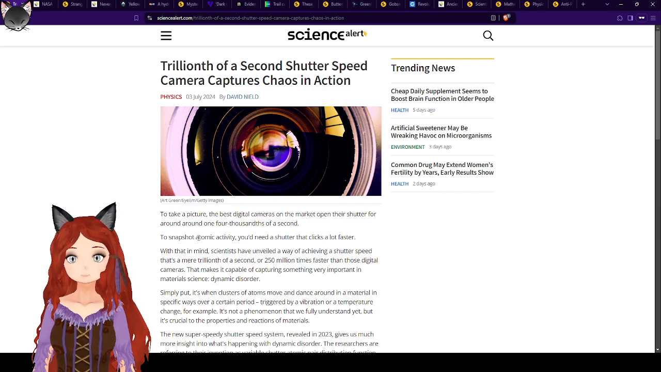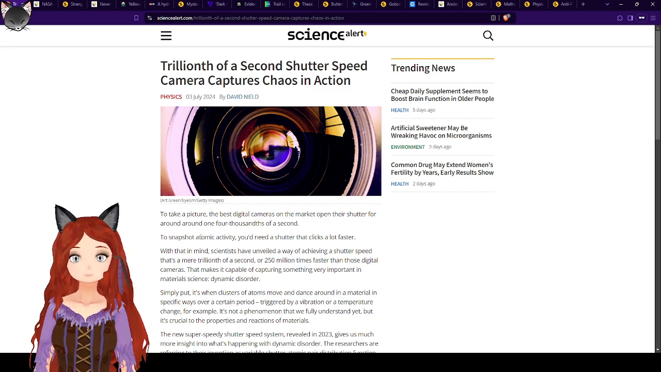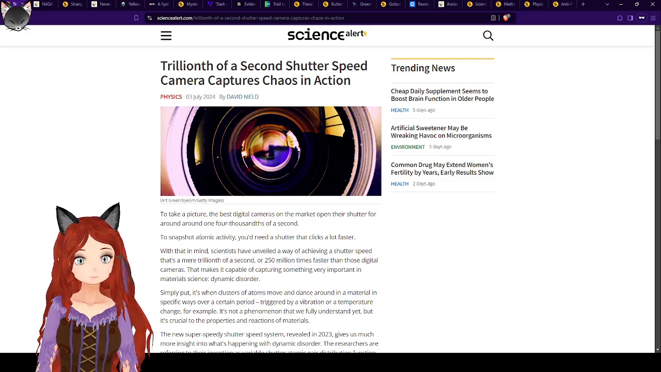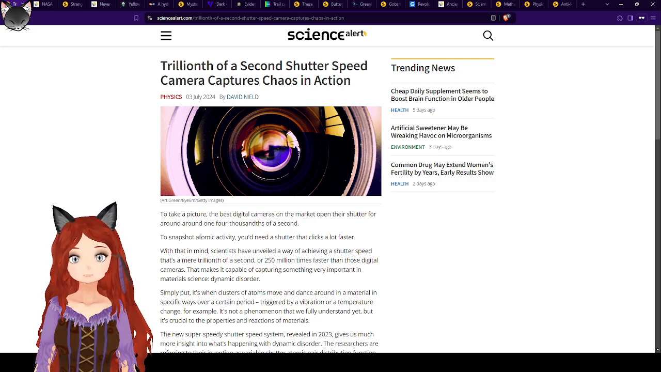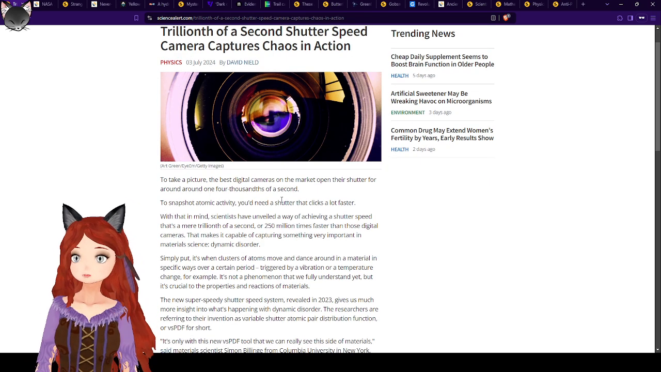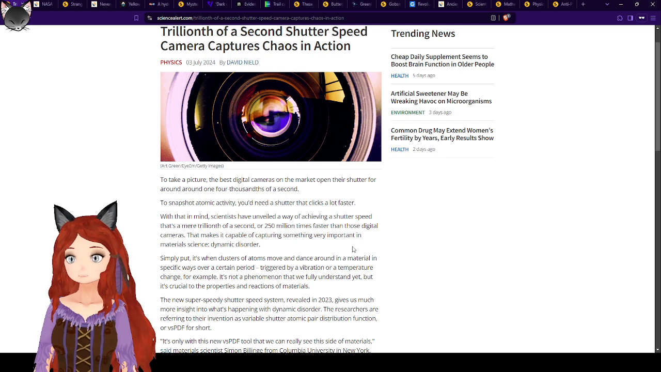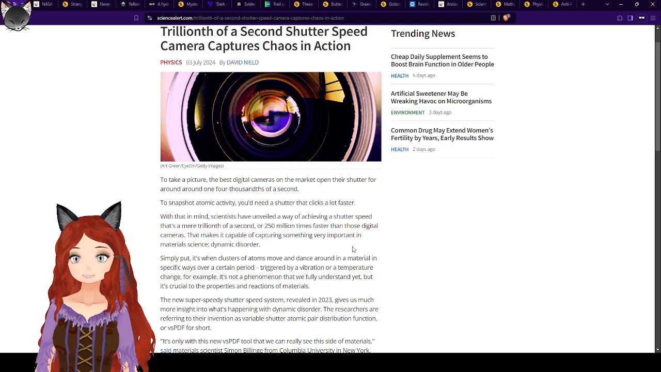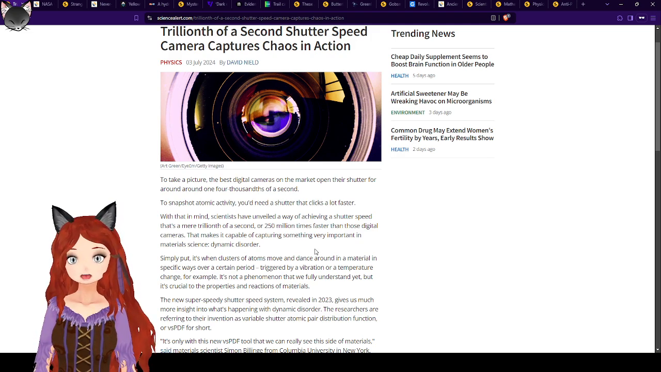Trillionth of a second shutter speed camera captures chaos in action. To take a picture, the best digital cameras on the market open their shutter for around 1/4,000th of a second. To snapshot atomic activity, you need a shutter that clicks a lot faster. With that in mind, scientists have unveiled a way of achieving a shutter speed that's a mere trillionth of a second, or 250 million times faster than those digital cameras. It makes it capable of capturing something very important in materials science.